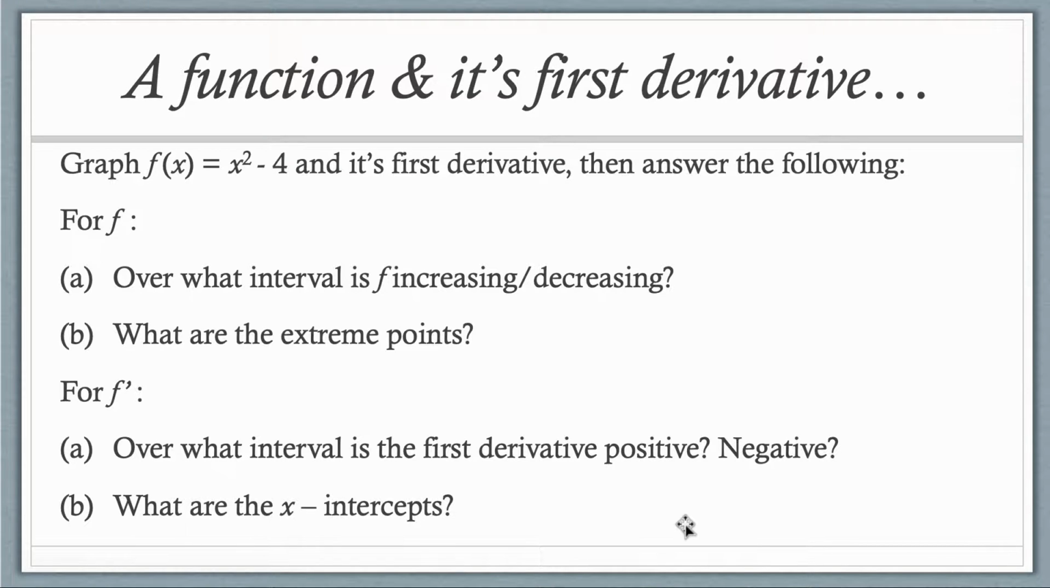Okay, we're going to do a little bit of an exploration here between the function and its first derivative. So we're going to graph x squared minus 4 and its first derivative, and we're going to try to answer these following questions. For the function itself, over what interval are we increasing or decreasing? And what are the extreme points? So where are those max and mins happening? For the first derivative, we're going to look at over what interval is the first derivative positive, where is it negative, and then where are the x-intercepts?